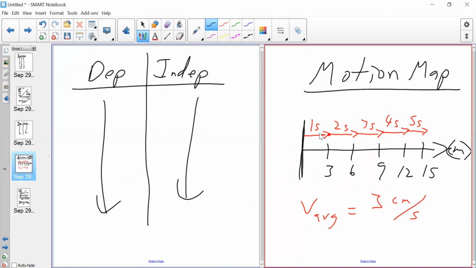Motion maps: where is the object after every second? These numbers represent the positions. And we know after the first second it's at 3, and then it changes position. It changes 3 centimeters every second. That's what the red arrows represent. After every second, 3 more centimeters. First second, 3. Second second, 6. Third second, 9. Fourth second, 12. Fifth second, 15. And you can predict, okay, at position 18, it's going to be there after the 6th second. Now, it's always divisions of 3 in this case.